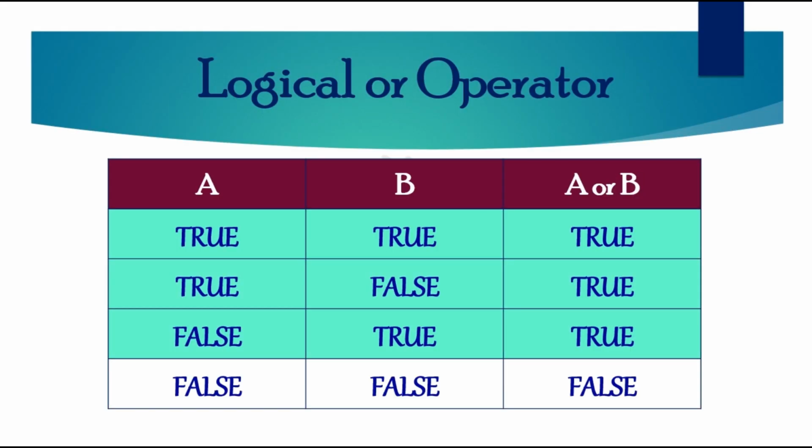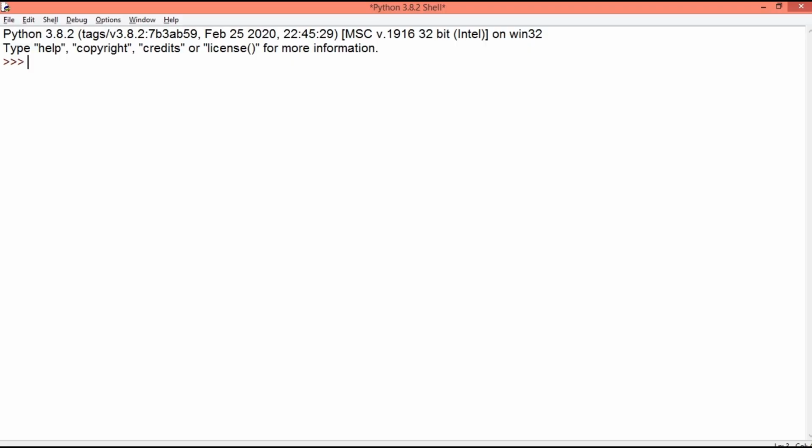Logical OR operator. If the value of both or one of the operands is true, then the expression will return a true answer. Otherwise, the answer will be false. So in the table given here, you can see when both A and B are false, the result of A or B will be a false value. Otherwise, it will return a true value. Now let's see some examples of logical OR operator. Logical OR is also a binary operator as it requires two operands to get the work done.